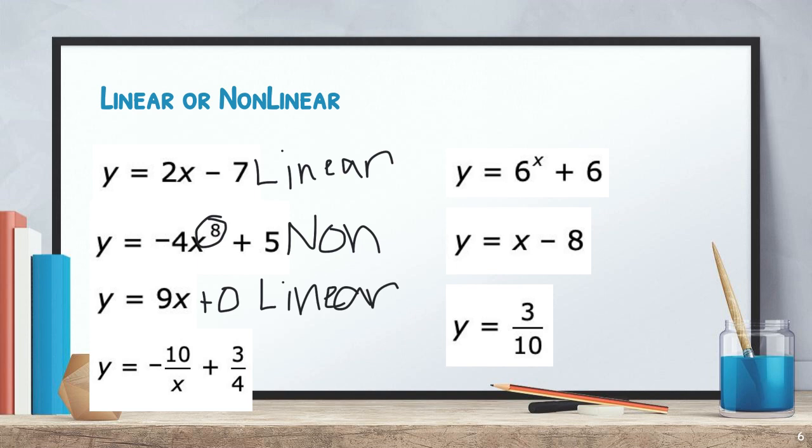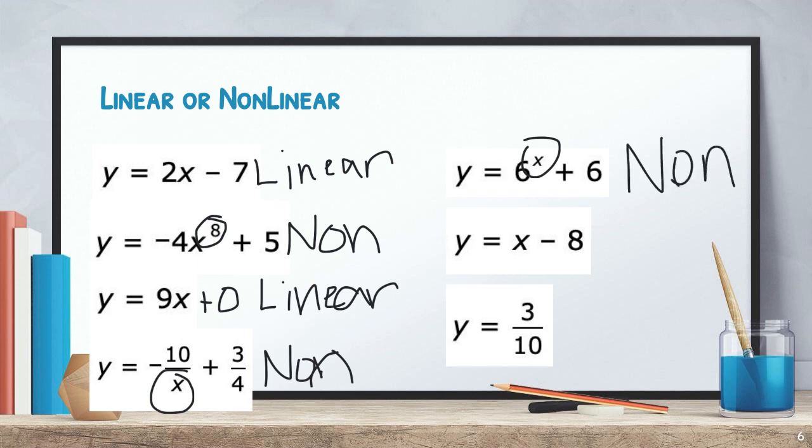Next example, I have y equals negative 10 over x plus 3/4. I have my variable in the bottom. If the variable is in the bottom, is it linear or nonlinear? Nonlinear. Next example, I have y equals 6 to the power of x plus 6. Is that linear or nonlinear? Nonlinear, because I have an exponent. Anytime I have an exponent, it is nonlinear. Next example, I have y equals x minus 8. That is in slope-intercept form, so is that linear or nonlinear? That is linear. And lastly, I have y equals 3 over 10. Remember, if I have y equals a number, any number, it doesn't matter what the number is, it is linear.